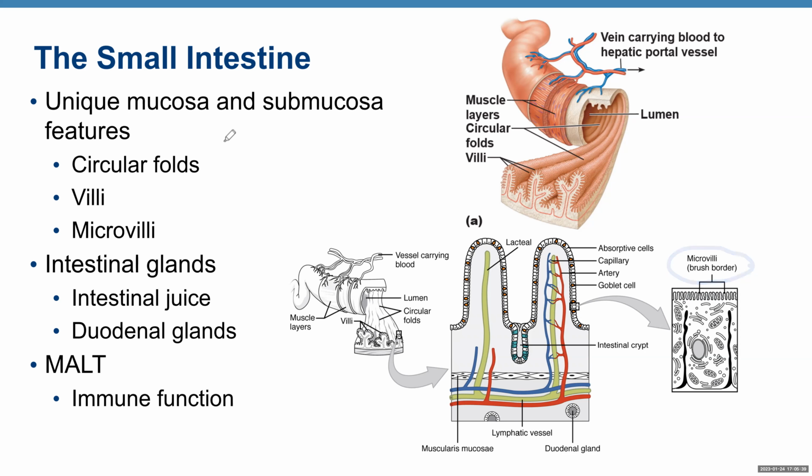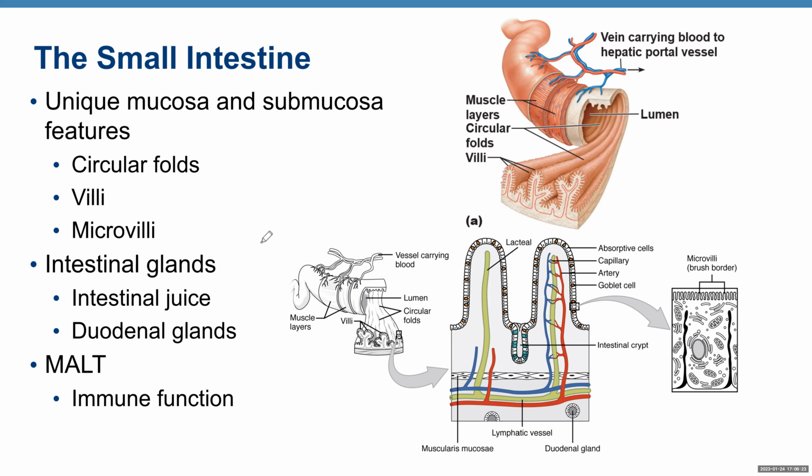Now, why do we need all these features? We need them to increase the surface area. And by increasing surface area, we assist in digestion and absorption. We also have intestinal glands that secrete intestinal juice, and duodenal glands in the duodenum, the first part of the small intestine, that are very important in neutralizing the acid that will enter the small intestine from the stomach.